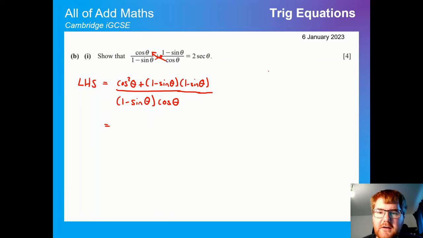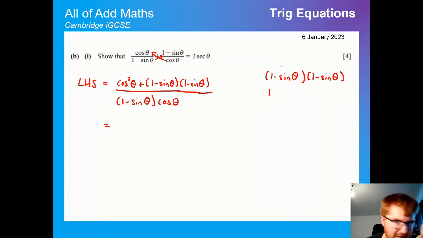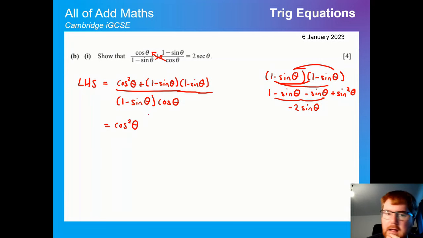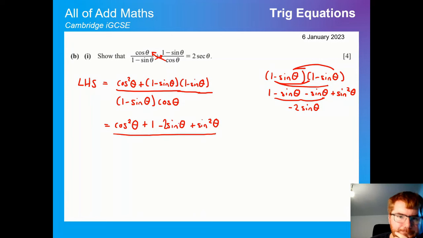What I'm going to do, just over on the right-hand side, is multiply this out separately. So I'm going to multiply out this double bracket. If I do this, 1 times 1 is 1, not 2, be careful. We have minus sine theta. Again, I'm just using our normal FOIL here, so first, outside, inside, last. Minus sine theta, and then plus sine squared theta. Signs are really important. Remember, minus times a minus is a plus. So if I pop this answer now over here, notice these two things together become minus 2 sine theta. I'm going to get then cos squared theta plus 1 minus 2 sine theta plus sine squared theta, all over 1 minus sine theta cos theta.